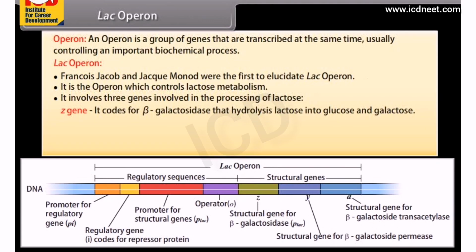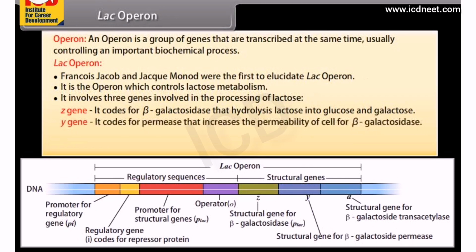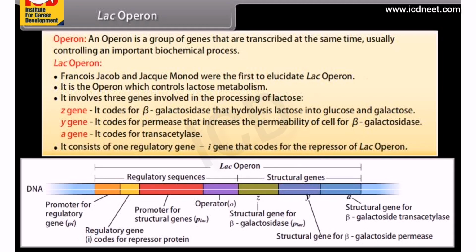Z gene. It codes for beta-galactosidase that hydrolyzes lactose into glucose and galactose. Y gene. It codes for permease that increases the permeability of the cell for lactose. A gene. It codes for transacetylase. It consists of one regulatory gene, I gene, that codes for the repressor of Lac Operon.